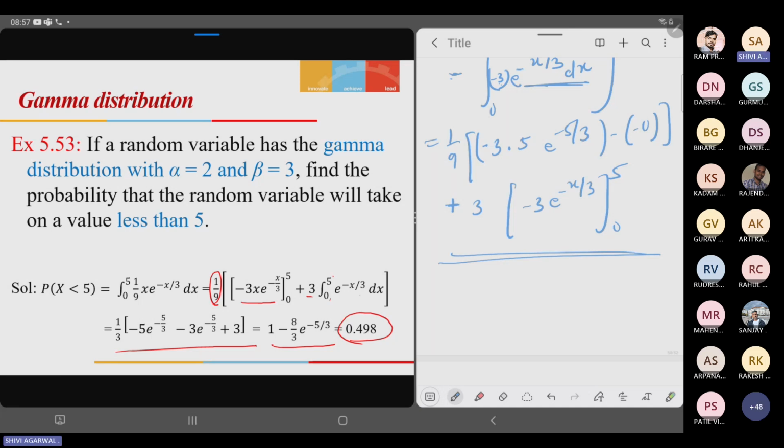Okay, everyone get it? Any query in this one? So here you have to do the integration by parts basically.